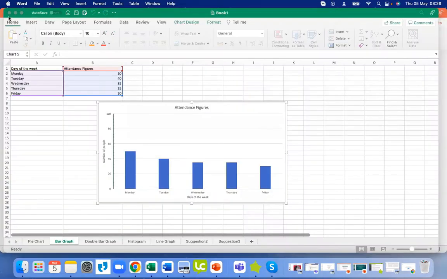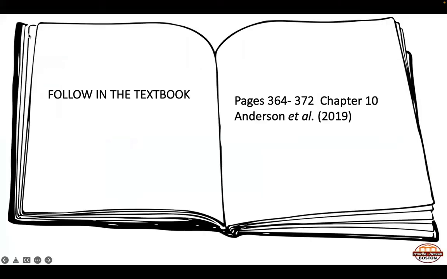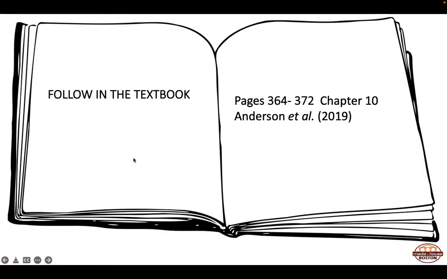Alrighty, so let me just minimize that in case somebody else has questions. Alrighty, so we are on pages 364 of 372 of chapter 10. Okay, so before I tell you about budgeting, who can tell me what a budget is in their own words?